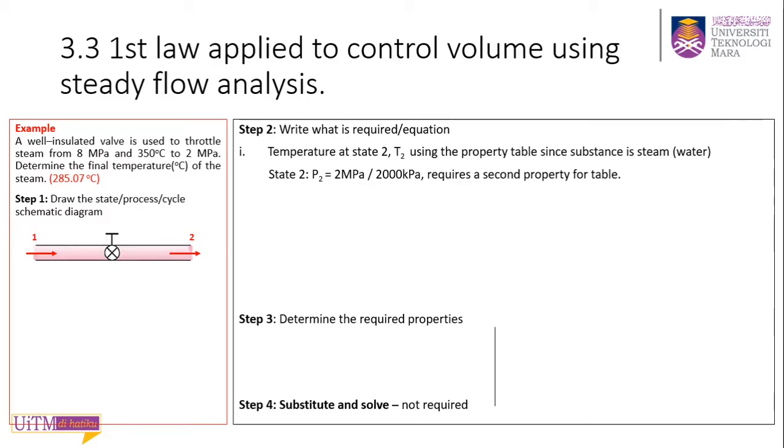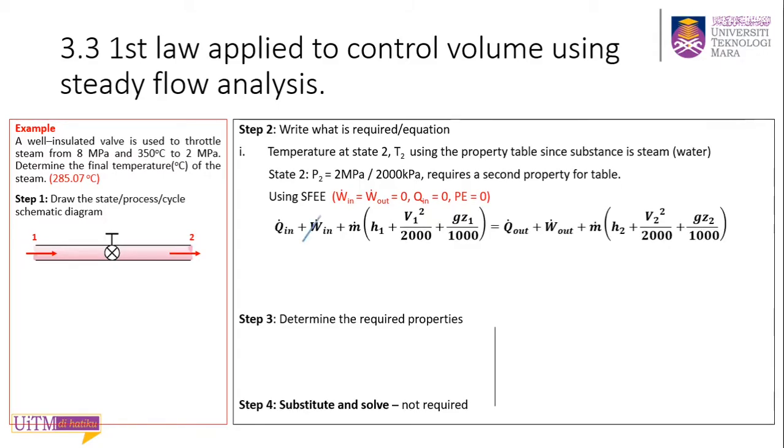So write the general equation and also don't forget to write the condition for the system. So from the general equation, cancel all the terms based on the condition, and from here we can see that the mass flow rate is the same, and finally we get the equation h1 equals h2. So the enthalpy at state 1 is the same as enthalpy at state 2. So when we do step 3, at state 1, we have to read for the enthalpy, and using the value for enthalpy at state 1, we can determine the temperature at state 2.